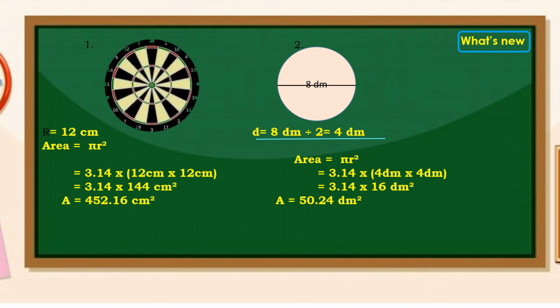For number 2, what was given in the circle was the diameter. So what shall we do since the formula needed the radius? We divide first the diameter into 2 to get the radius, which is 4 decimeter. Then proceed to the formula, translate the formula, multiply first what was group, which is the radius, and then multiply to the pi, which is 3.14. We come up with the area, which is 50.24 decimeter square.